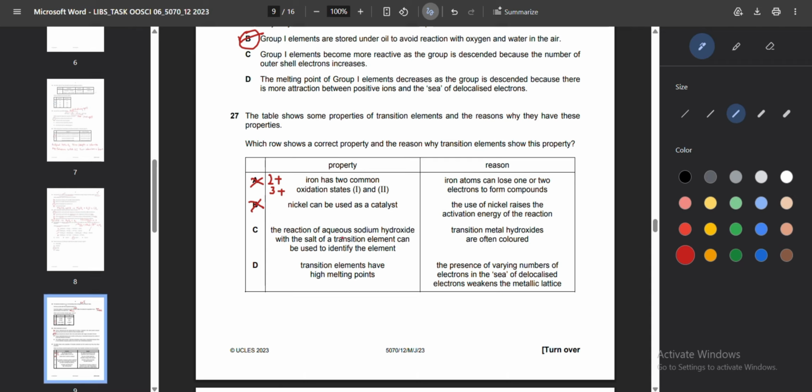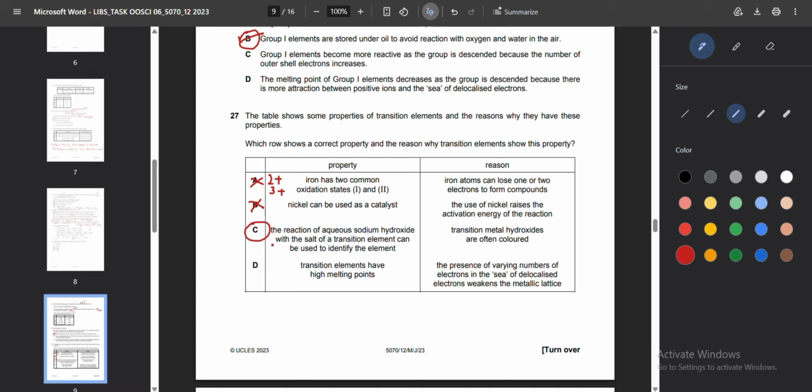C is that the reaction of aqueous sodium hydroxide with the salt of a transition element can be used to identify the element, because transition metal hydroxides are often colored. Yes, this is the correct option, because many transition metal ions form characteristic colored hydroxide precipitates when aqueous sodium hydroxide is added to them. These colored precipitates are used to identify the transition metal ion.